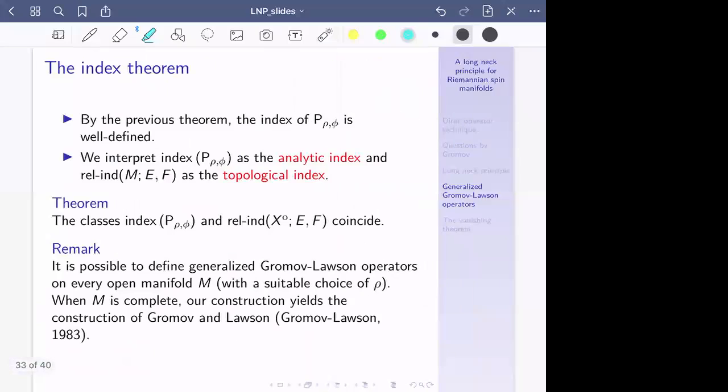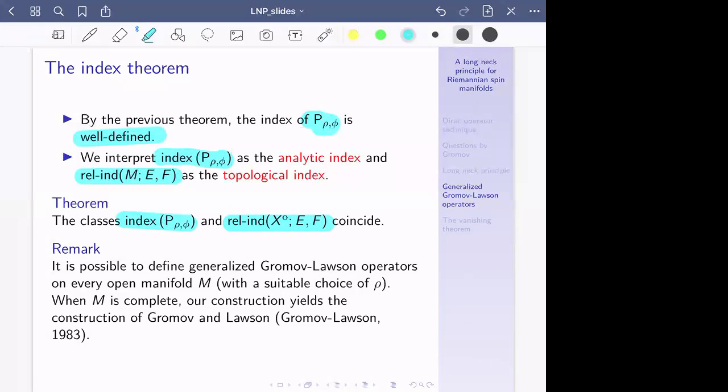And this theorem actually implies that the operator is Fredholm and the index of P is well defined. And then the next theorem, we interpret the index of the operator P as the analytic index and the relative index as the topological index. And then the next theorem states that it's exactly an index theorem, stating that the analytic index and the topological index coincide.